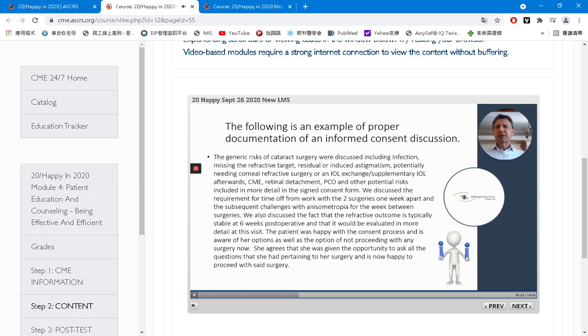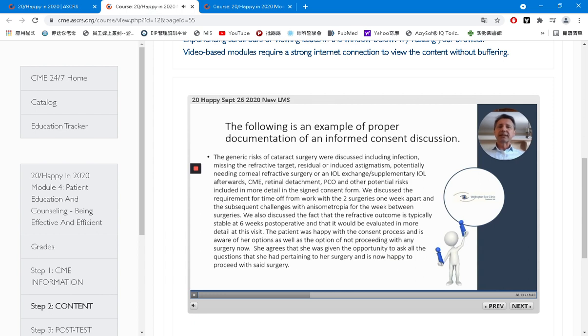We discussed the requirements for time off from work for the 2 surgeries 1 week apart and the subsequent challenges with anisometropia for the week between surgeries. We also discussed the fact that the refractive outcome is typically stable at 6 weeks post-operative and that it would be evaluated in more detail at this visit. The patient was happy with the consent process and is aware of her options, as well as the option of not proceeding with any surgery now. She agrees that she was given the opportunity to ask all the questions that she had pertaining to her surgery and is now happy to proceed with said surgery.